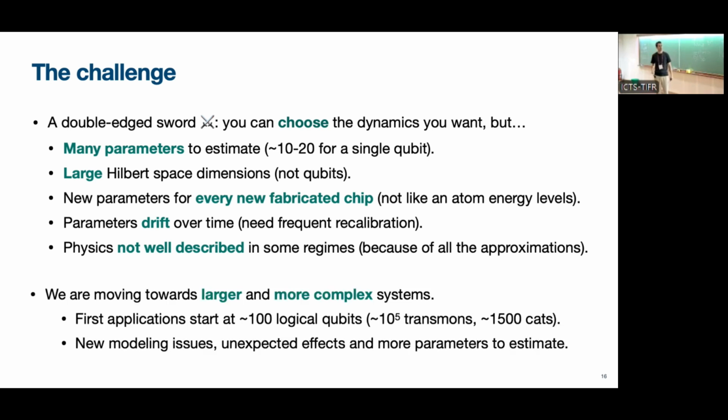I think it's also important to point out that the community is moving towards larger and more complex systems. So the first interesting applications start at 100 logical qubits. And so that's roughly 10,000 transmons and 1,500 CAD qubits. So these are absolutely huge circuits with a huge number of parameters. And you have new challenges when these circuits are built, new modeling issues and some unexpected effects.